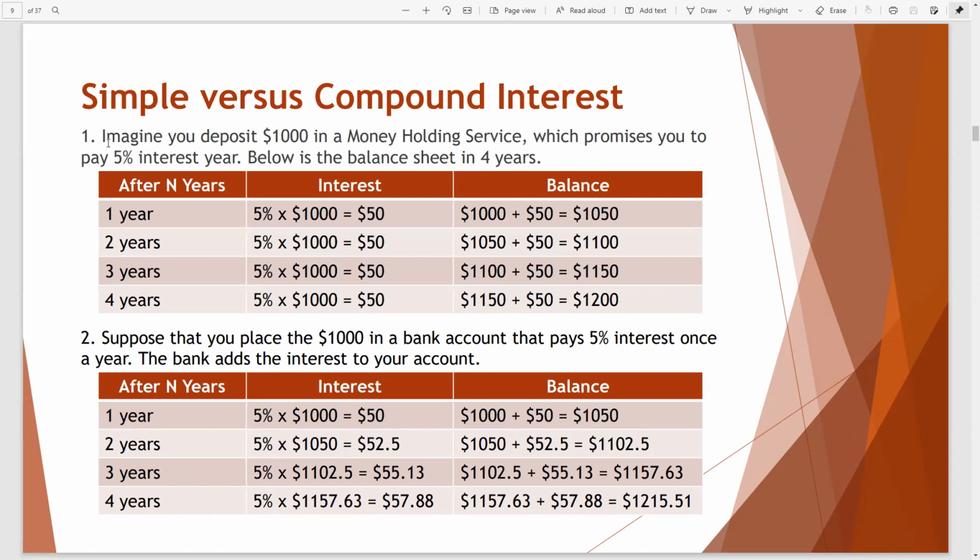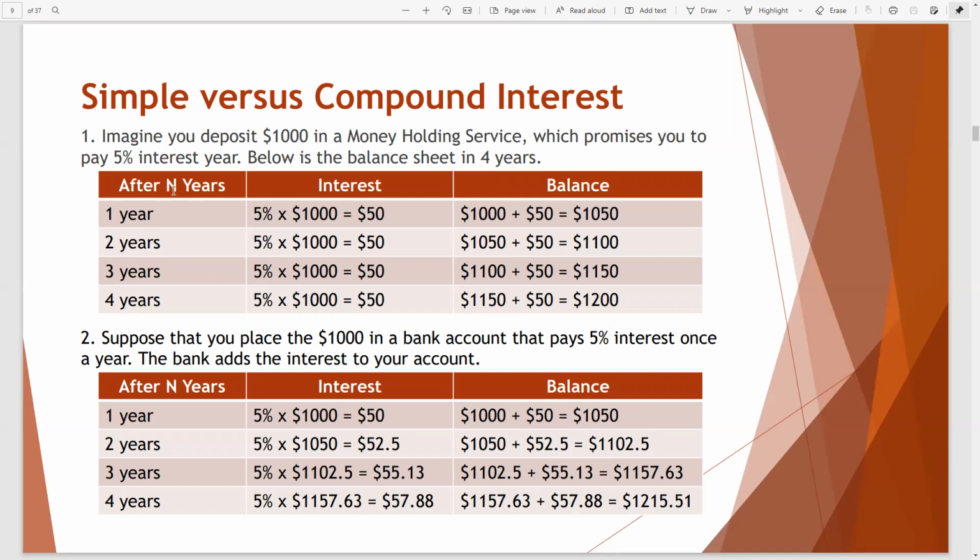The first case, I imagine that you deposit $1,000 in a money holding service that promises to pay you 5% interest a year, every year, right? Simply. That is the simple interest. Well, we see the balance sheet for 4 years, right? That 5% only applies to the $1,000 you're asking them to hold, right? The service will pay you 5% of what you have every year, the same amount, just 5% interest on the $1,000.